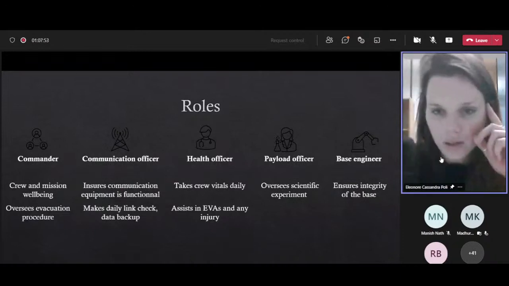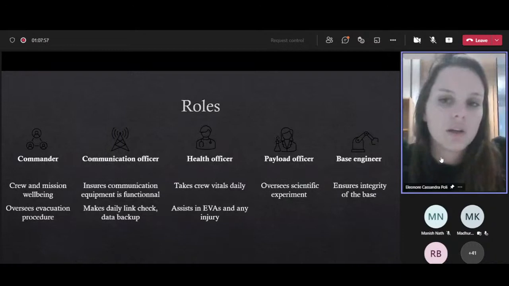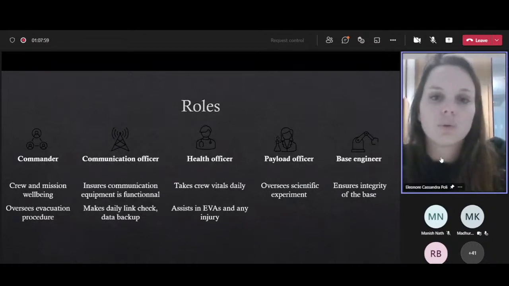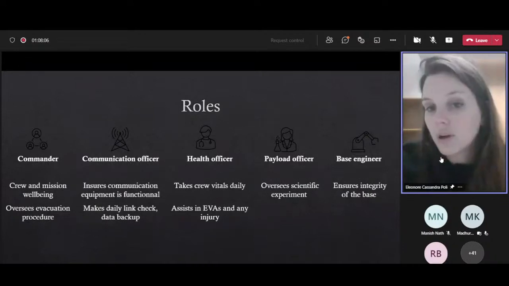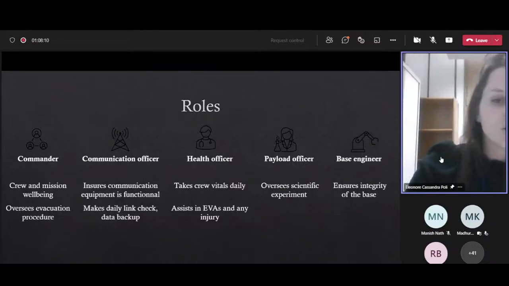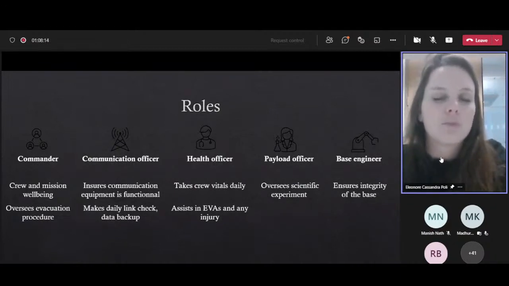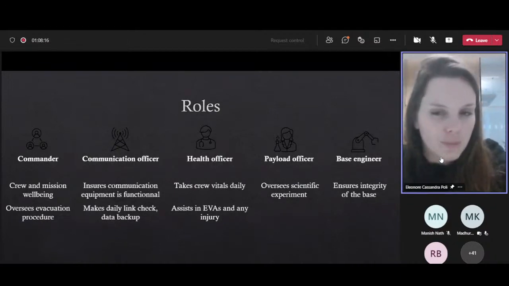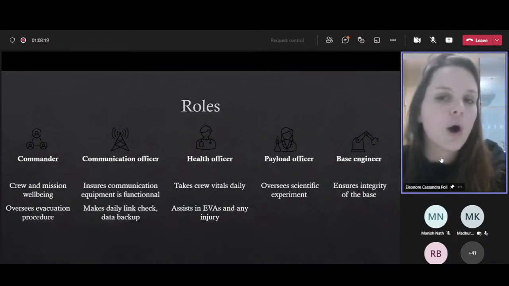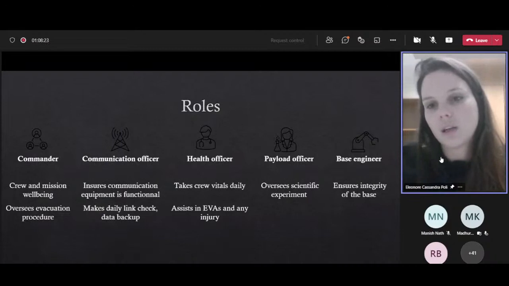Then there's a payload officer. Usually they're the person responsible for scientific experiments. They will check the protocols, the inventory, and that the experiments are going well. Obviously, that depends on how many scientific experiments you have, because if you have experiments that are more like biology and others more material science and others more, I don't know, electronics, you have people with different backgrounds and they might not be able to know everything. So there you could have several people who are responsible for that.